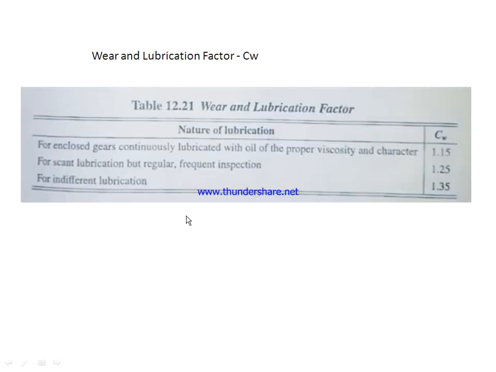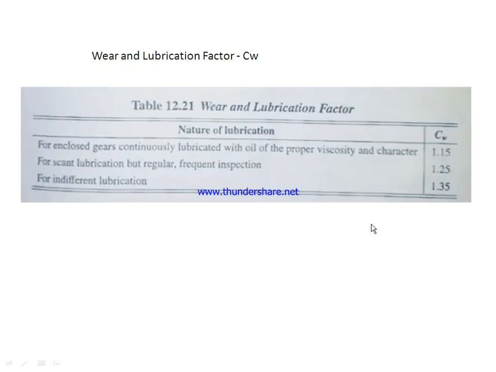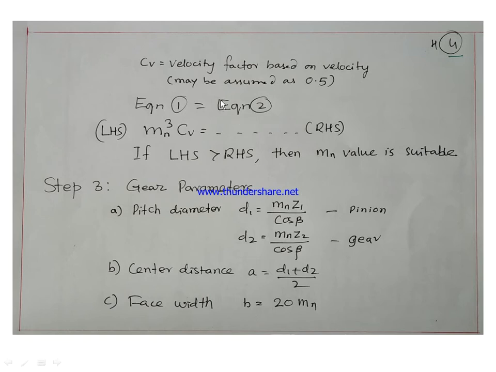purposes. Now this is the table where Cw is available. For 3 different conditions, the Cw values are given. Now the Cv value, velocity factor based on velocity, can be calculated, or initially it can be assumed as 0.5.